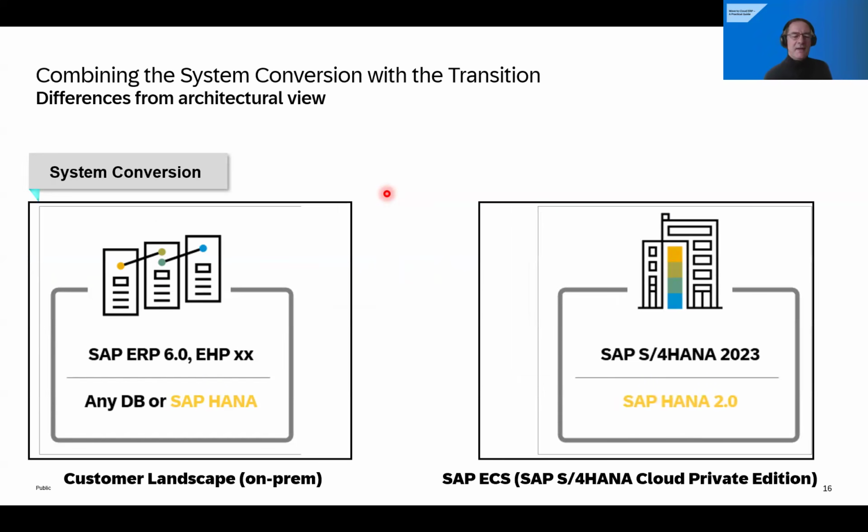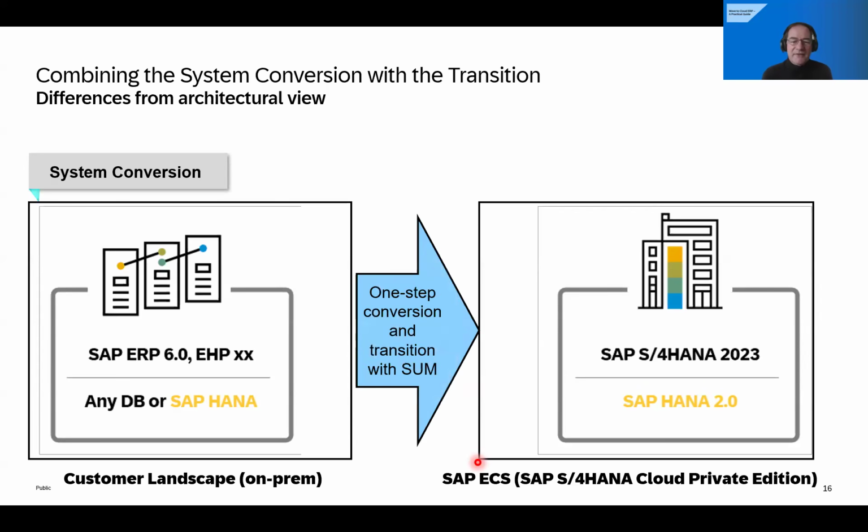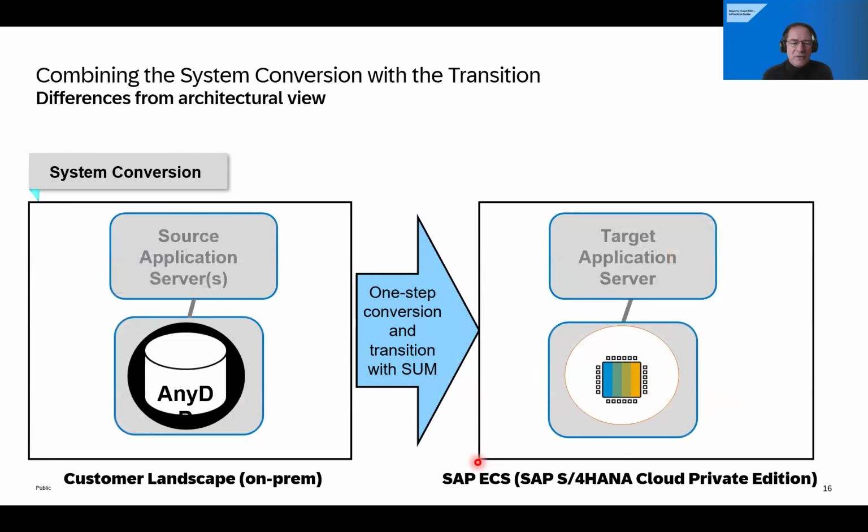We have the source environment, customer on-premise, and we have the target environment, SAP S/4HANA Cloud Private Edition, operated or provided by ECS, again, Enterprise Cloud Services. I will not mention the old name, HEC, HANA Enterprise Cloud. Oops. Yeah, you know that's the old name. So what's to be considered? We want to have a one-step conversion and transition using the software update manager. And you may ask yourself, well, then we'll have to consider the architecture.